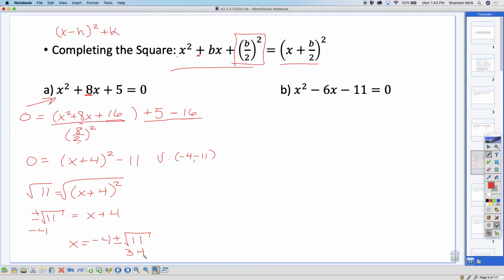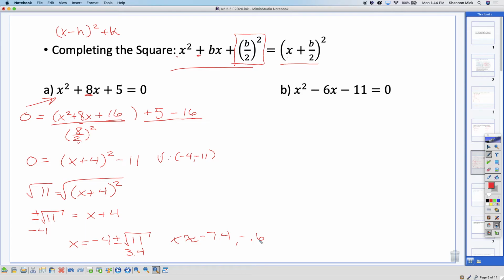Negative and negative, we'd have x would be approximately negative 7.4. Negative and negative, just add them, right? Yeah. Negative 4 minus 3.4 would be negative 7.4. And then if I have negative 4 plus 3.4, that would be negative 0.6. So do I have approximate x-intercepts that I could use as well?